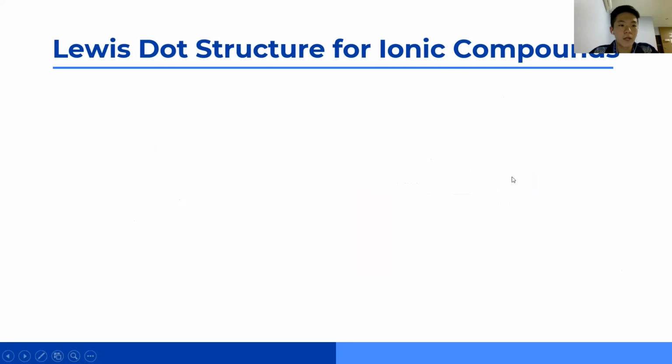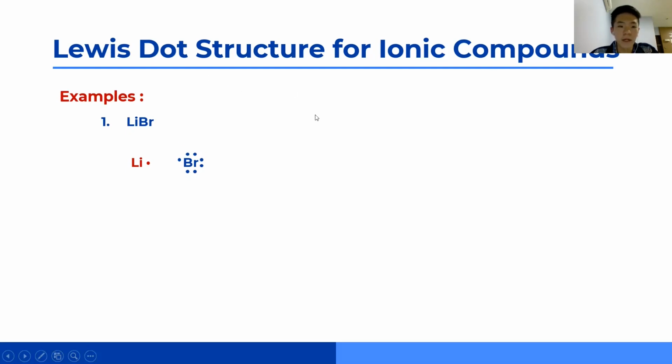Now we're going to talk about Lewis dot structure for ionic compounds. So now we're going to look at some examples. So example number 1, we have lithium bromide. We know from the periodic table of elements that lithium has a valence electron of 1. So 1 dot surrounding lithium. And bromine has 7 valence electrons. So 7 dots surrounding bromine.